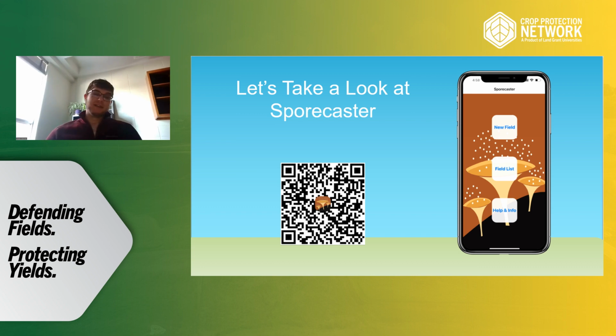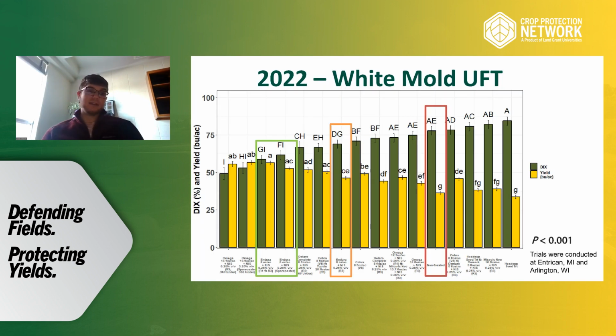So to validate that model, let's look at the actual uniform fungicide trials that have been performed across the Midwest. This data here is taken from two trials in 2022 from both Michigan and Wisconsin, looking at similar fungicide treatments comparatively to a non-treated, right? So when we look at this, we're looking at both disease data, the DSI, disease severity index, and then yield in the yellow bar.